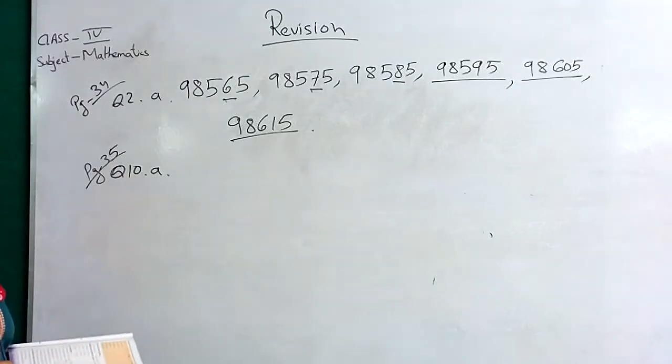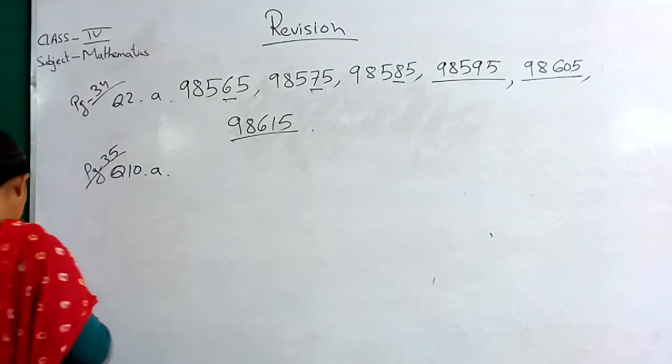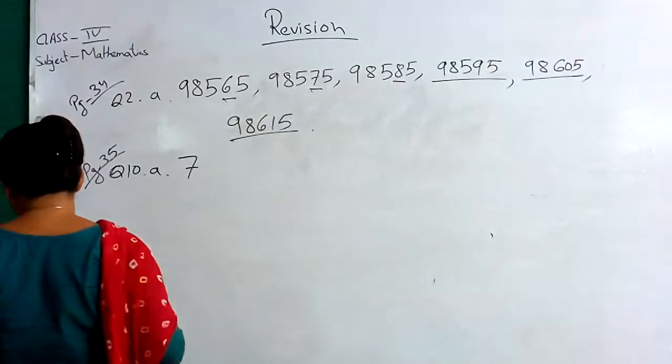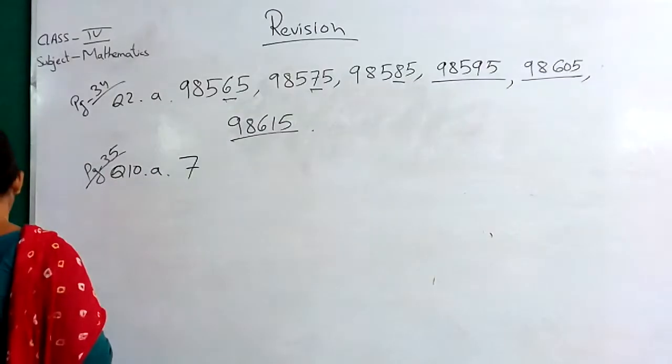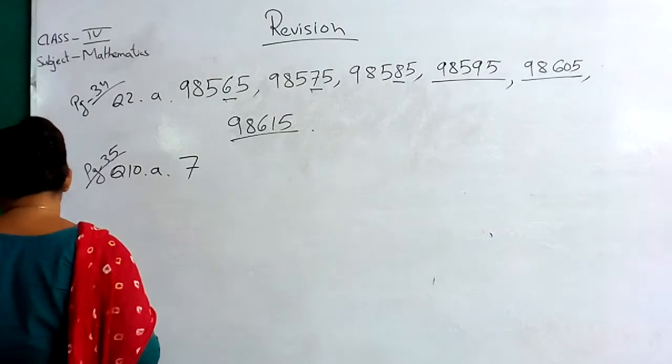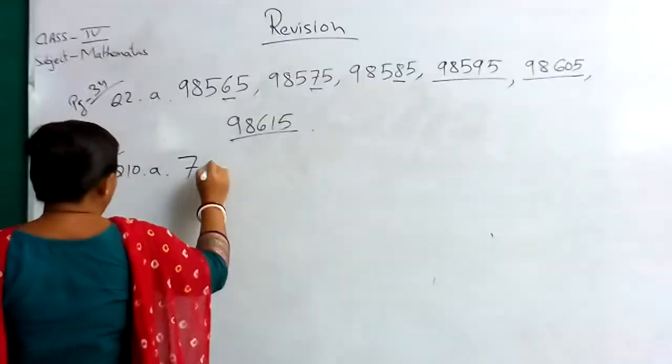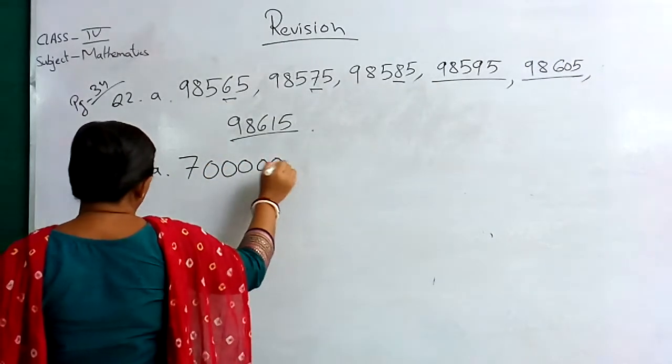The place value of 7. Just write 7, then count the digits and add 0. It is 3, 5. So 1, 2, 3, 4 and 5 zeros.